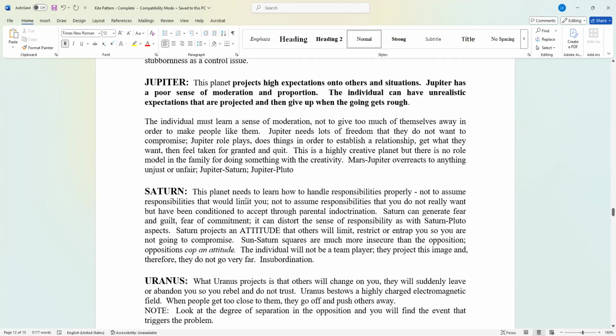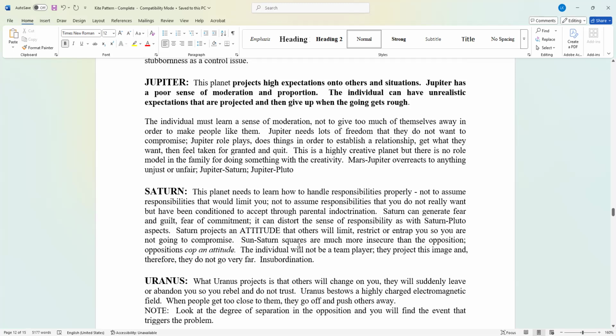And so sometimes there can be a guilt, a fear of commitment. And so like a Saturn-Pluto aspect has to feel, well, if I don't do it all and do it perfectly, if I'm not in control, something terrible is going to happen. So Saturn projects an attitude that other people are going to limit you. Remember, it's an opposition. They're going to restrict and trap you in some way.